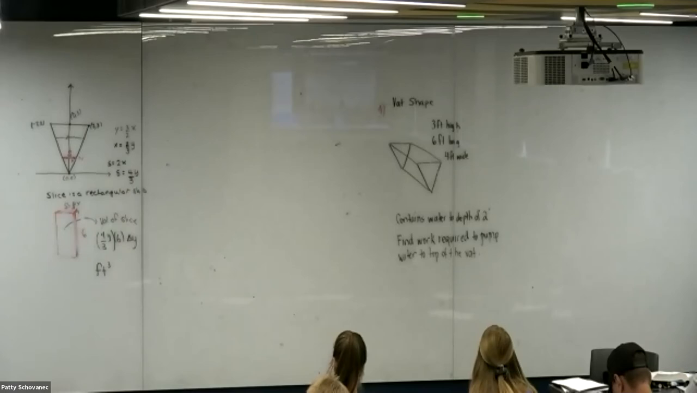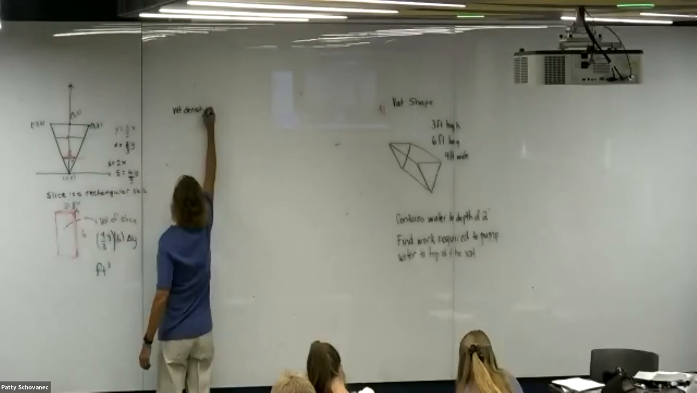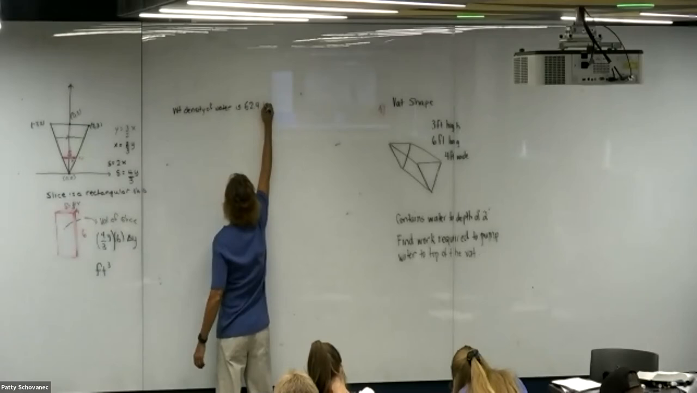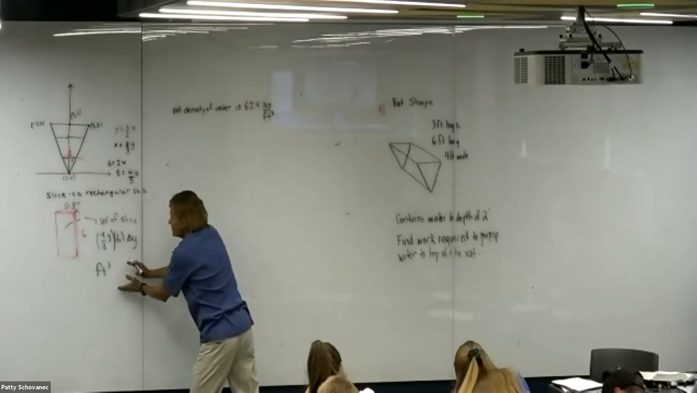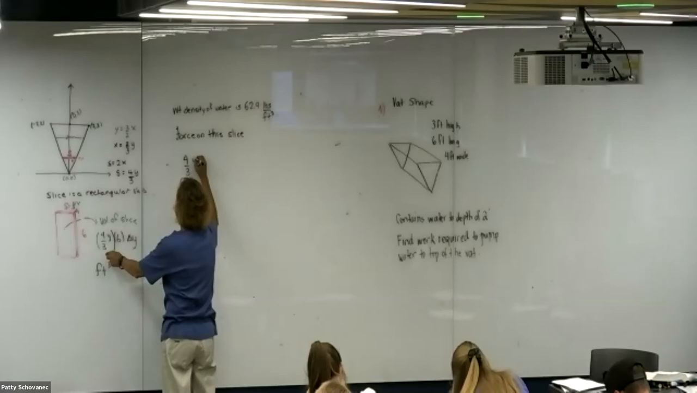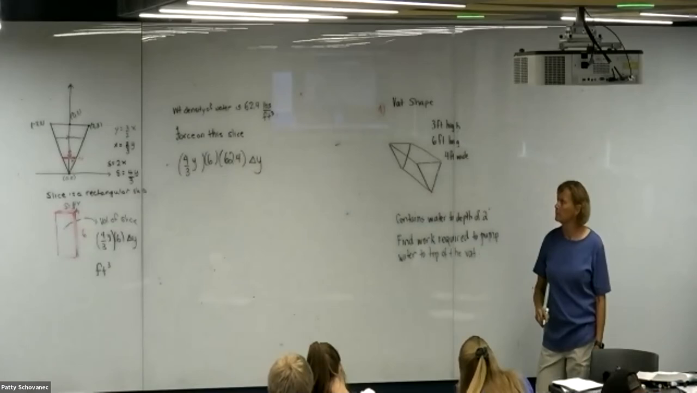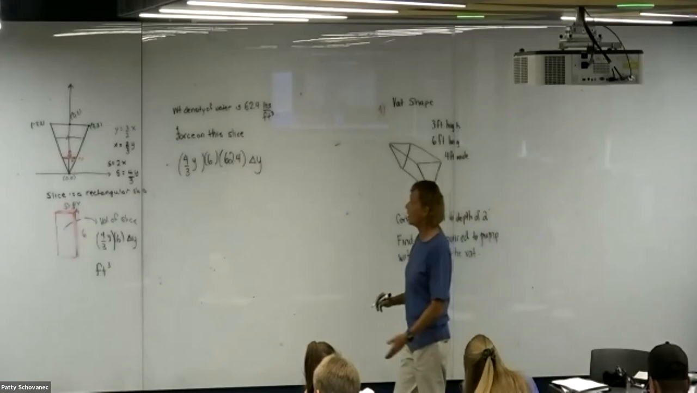Now we said this thing was full of water, so we use the weight of water that we had in the last example. 62.4 pounds per cubic feet. So our weight density of our water is 62.4 pounds per cubic feet. So pounds per cubic feet times cubic feet is going to give us force. So the force for this slice is 4/3 y times 6 times 62.4 times our delta y. And that's going to knock off the cubic feet, and that'll all be in units of pounds.